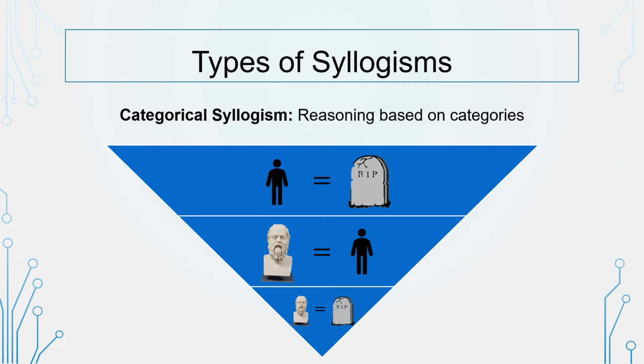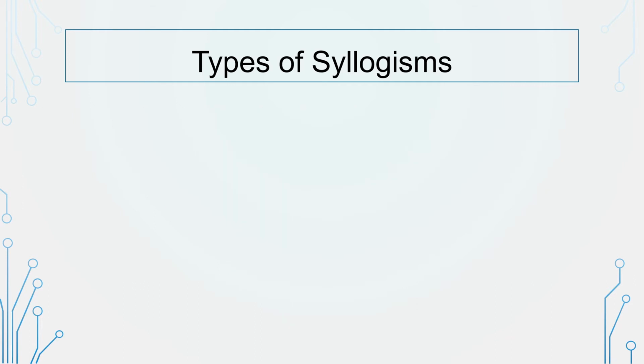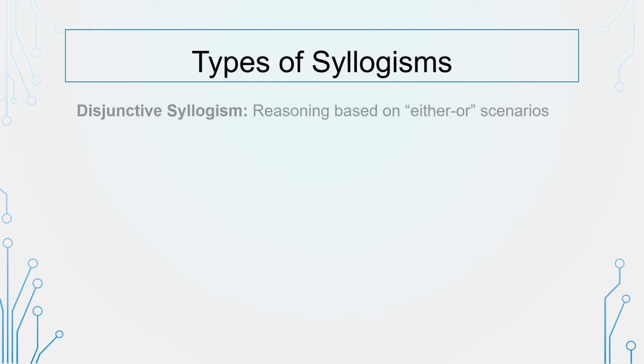Because Socrates is a man, as seen in the major premise, man is mortal, that leads us to the conclusion that Socrates, a man, is also mortal. And this would be an example of a categorical syllogism. The second type of syllogism we'll look at is disjunctive syllogism, which is reasoning based on an either-or scenario. Let's go ahead and look at an example below.